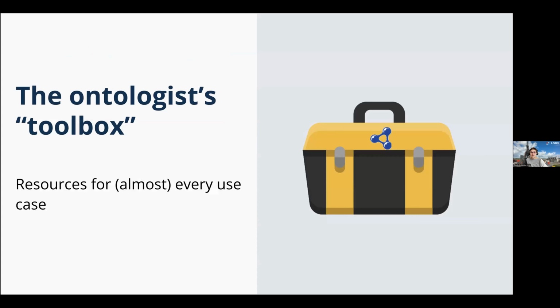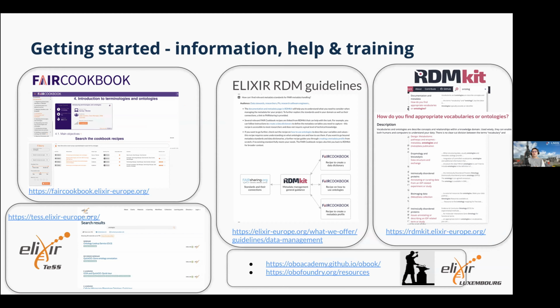So I'm realizing I'm already quite well into my time, but I wanted to give you a bit of a toolbox. And this toolbox is aimed at different levels of users. So if you don't really know anything about ontologies and you're just getting started, you want a bit more information, here's some things you can look at, and you will get the presentation later so you can actually use all the links. So you've got the FAIR cookbook and the RDM kit, which if you're in the ELIXIR space and data management, you've hopefully heard of. There's also the ELIXIR RDM guidelines, again, which point at ontologies. And they have information in themselves, these resources, but they also link out to additional resources.